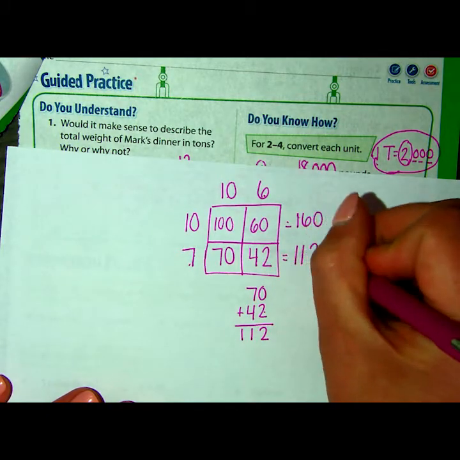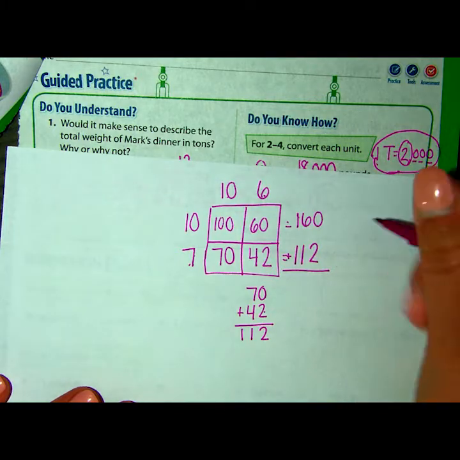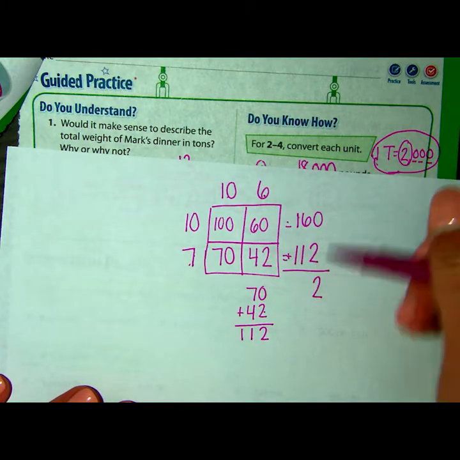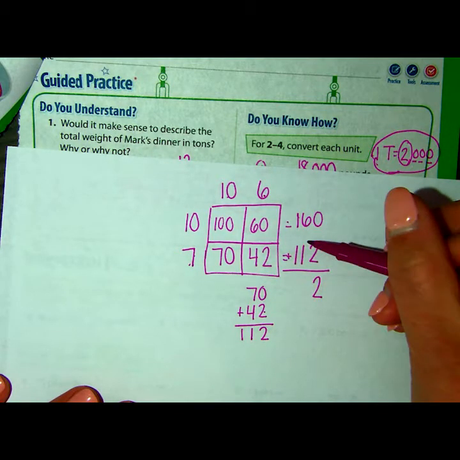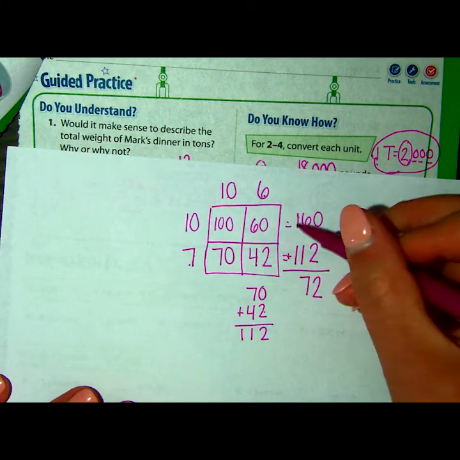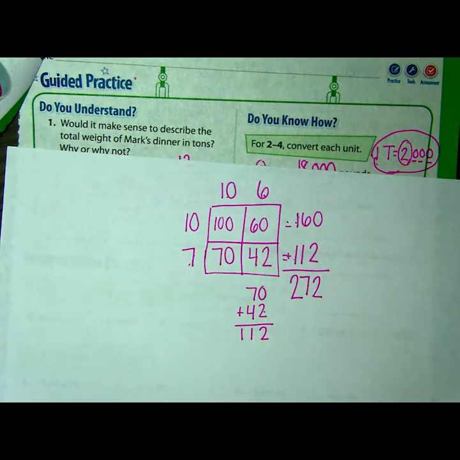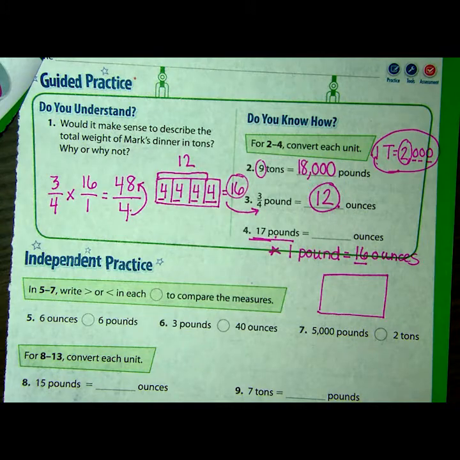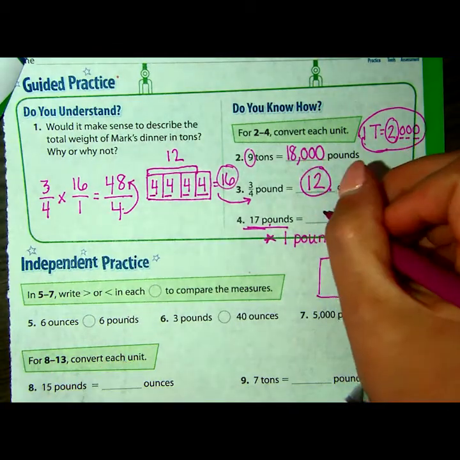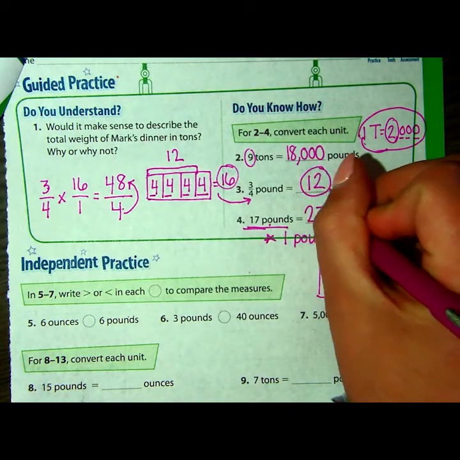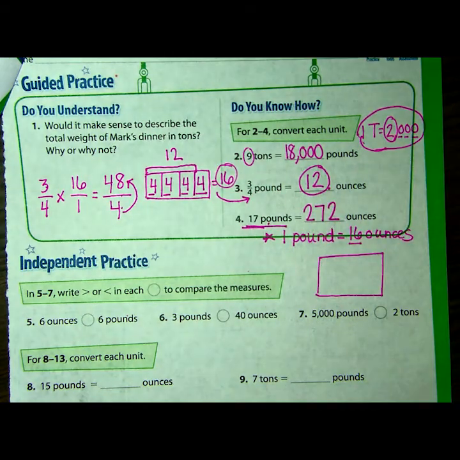I can now add these two together. That would give me a 2 in the ones place. 6 plus 1 is 7, and 1 plus 1 is 2. Meaning that 17 pounds is equal or equivalent to 272 ounces.